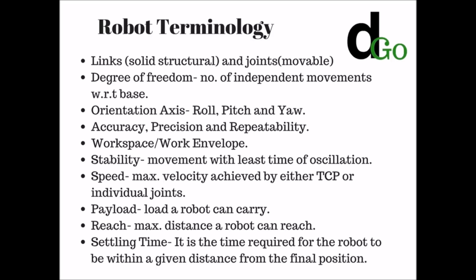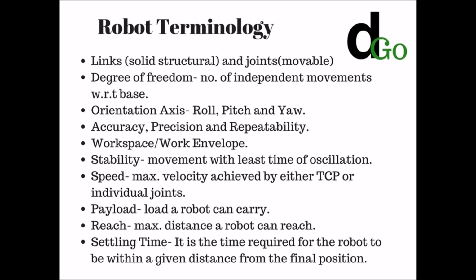Orientation axis, basically there is a term like roll, pitch and yaw. During the forward movement of the robot, when you see the movement from the top direction, it is called yaw, and watching it from the front end, it's called pitch. And the roll is when you see it from the vertical end.